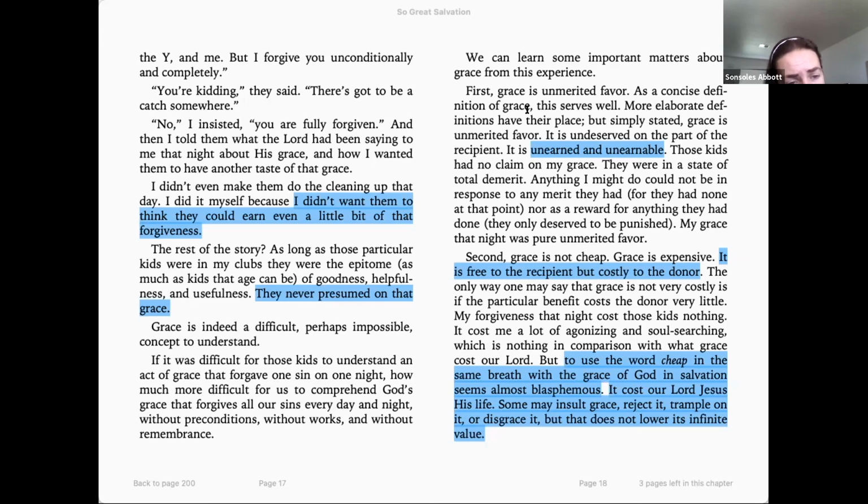I didn't even make them do the cleaning up that day. I did it myself because I didn't want them to think they could earn even a little bit of that forgiveness. The rest of the story: as long as those particular kids were in my club, they were the epitome, as much as kids that age can be, of goodness, helpfulness, and usefulness. They never presumed on that grace. Grace is in need.